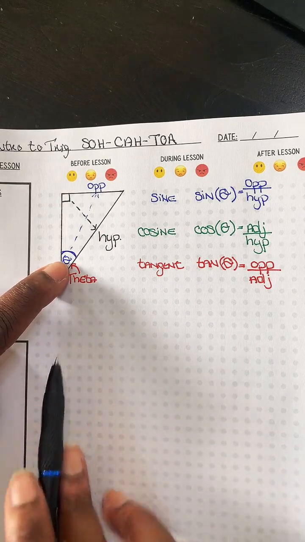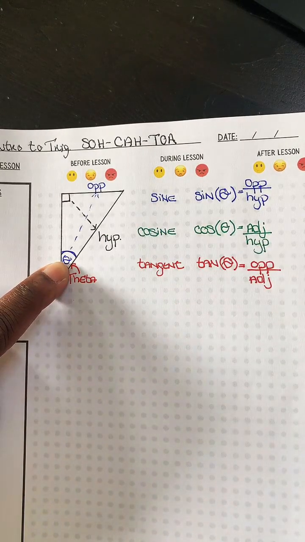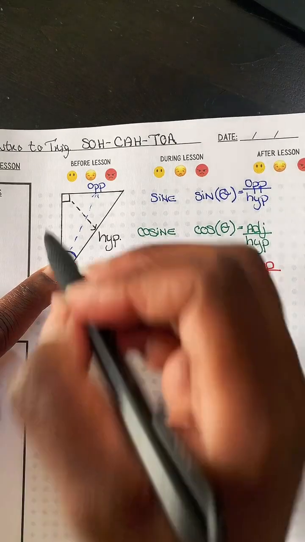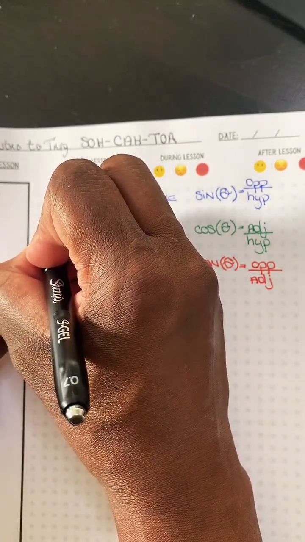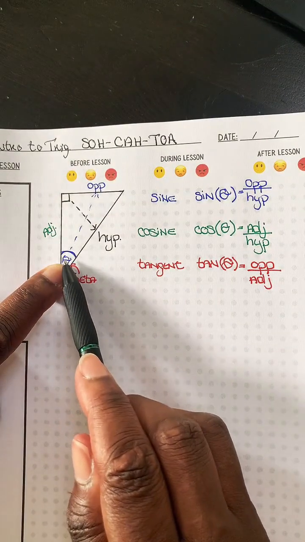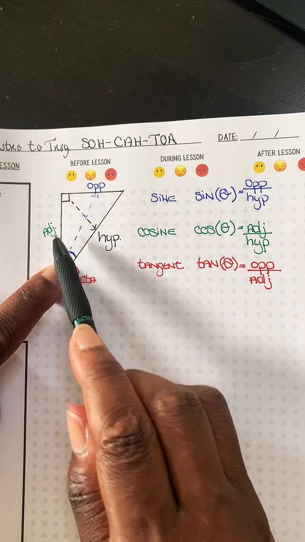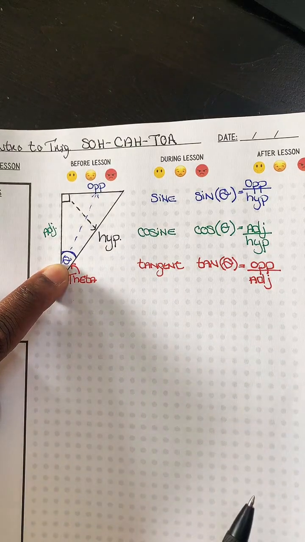Now, based off of theta, if this is opposite, that means this right over here, that's going to be your adjacent side, because it's next to your angle of theta. Okay, it's right next to that. All right.